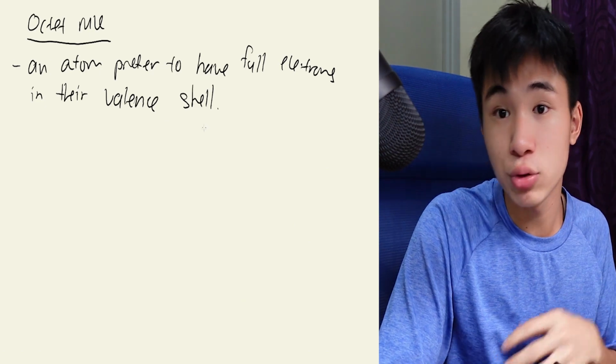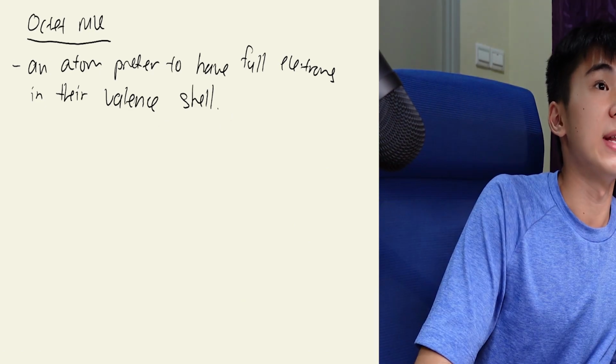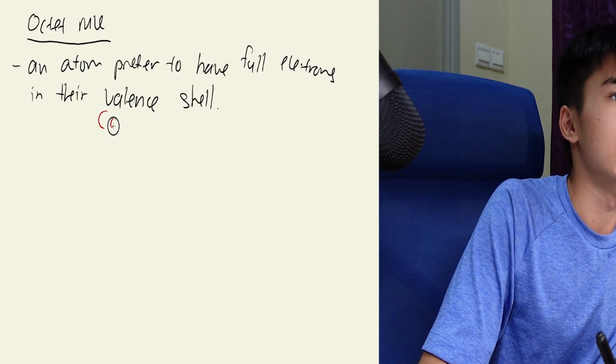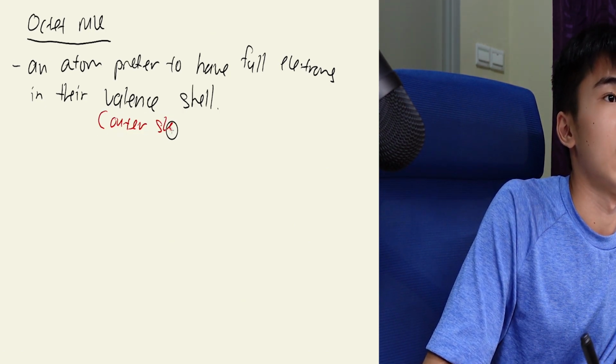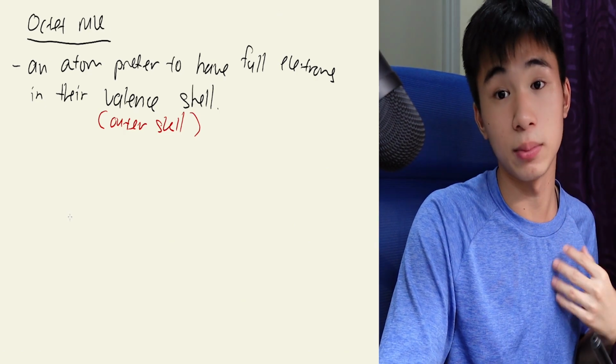I know my writing is quite horrible and I hope you can see it and read it. So what it means is that the valence shell is the outermost shell of an atom, okay? So let's try lithium again, okay?